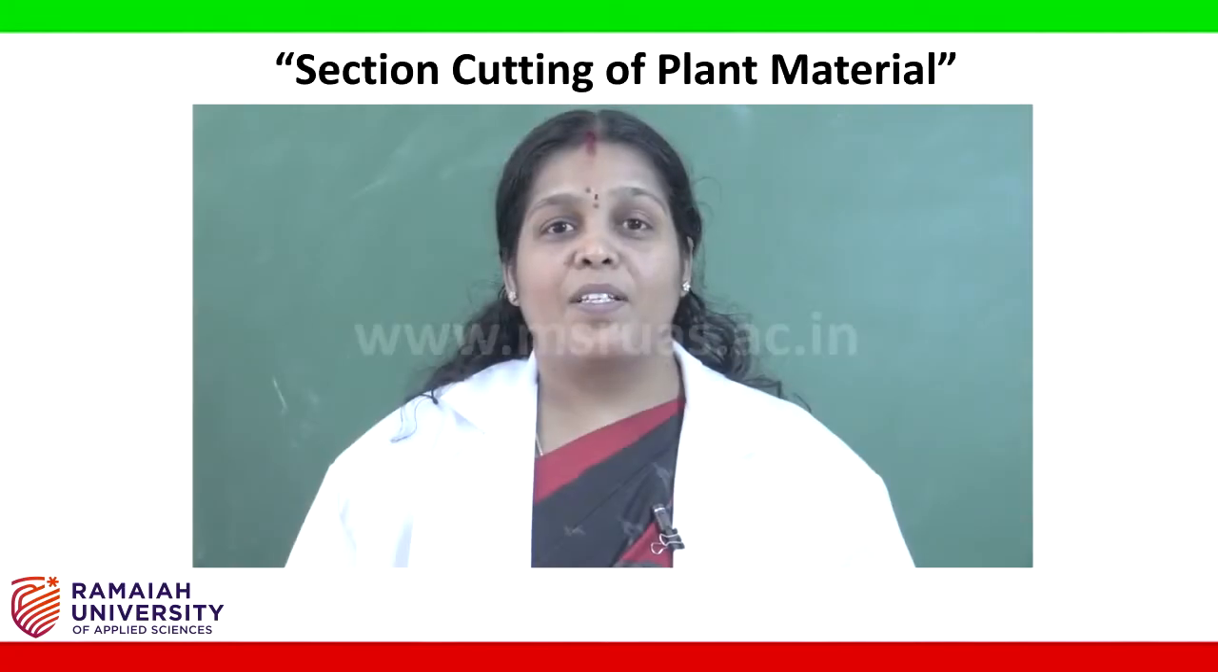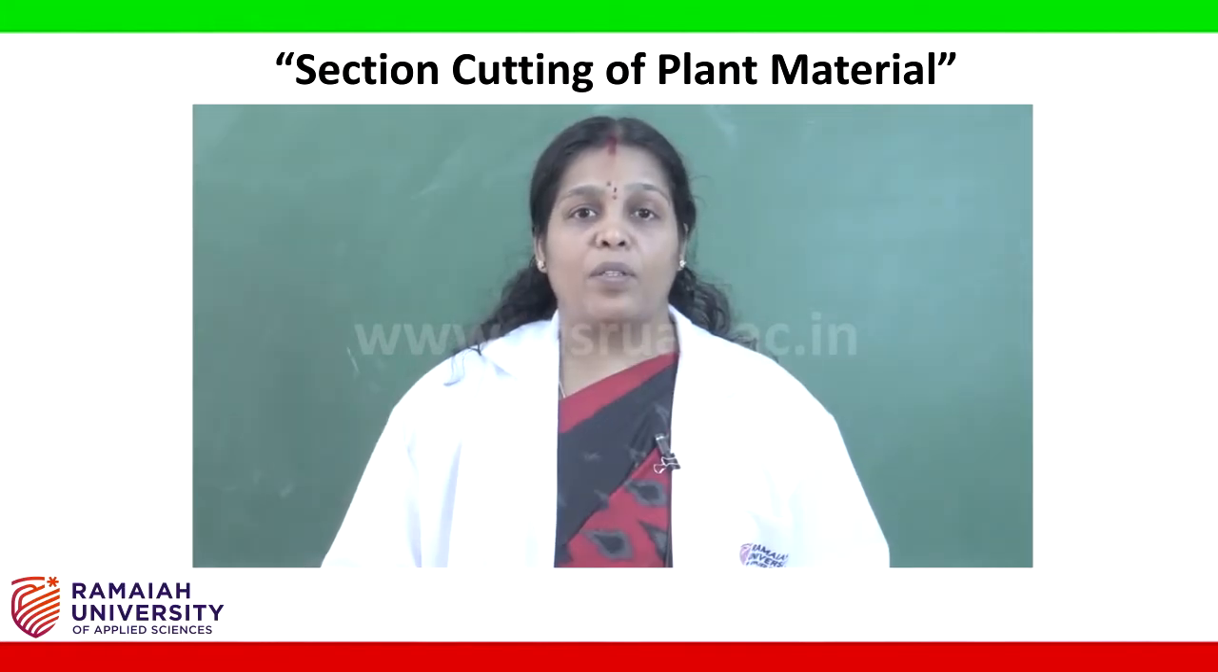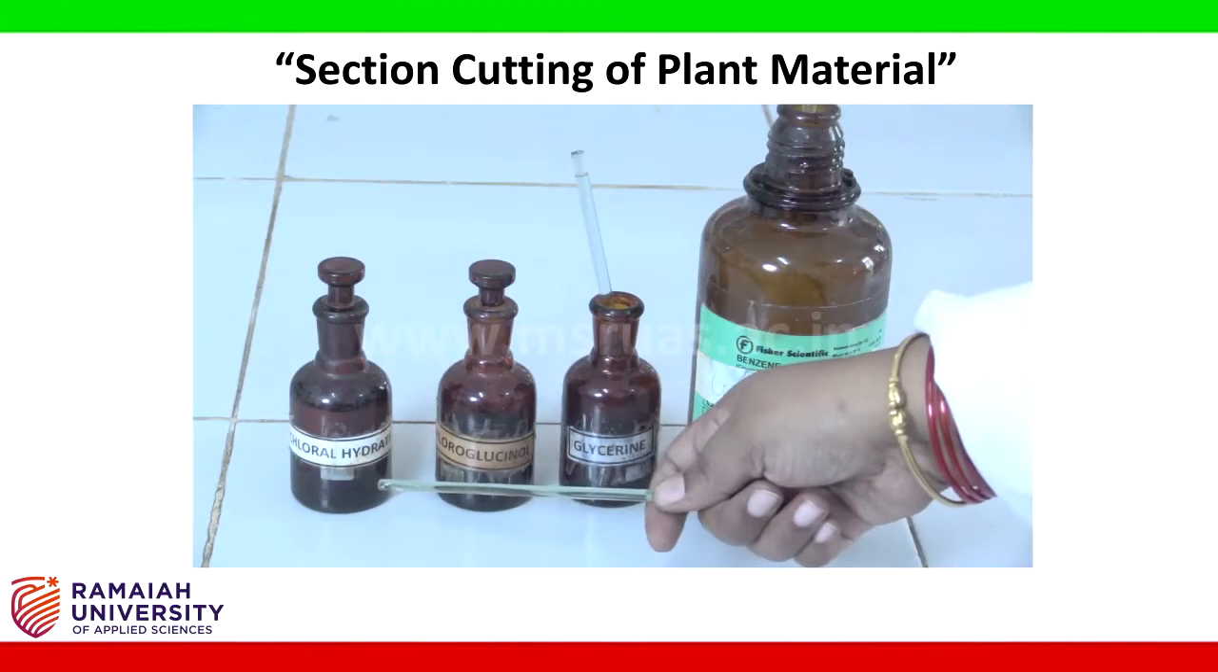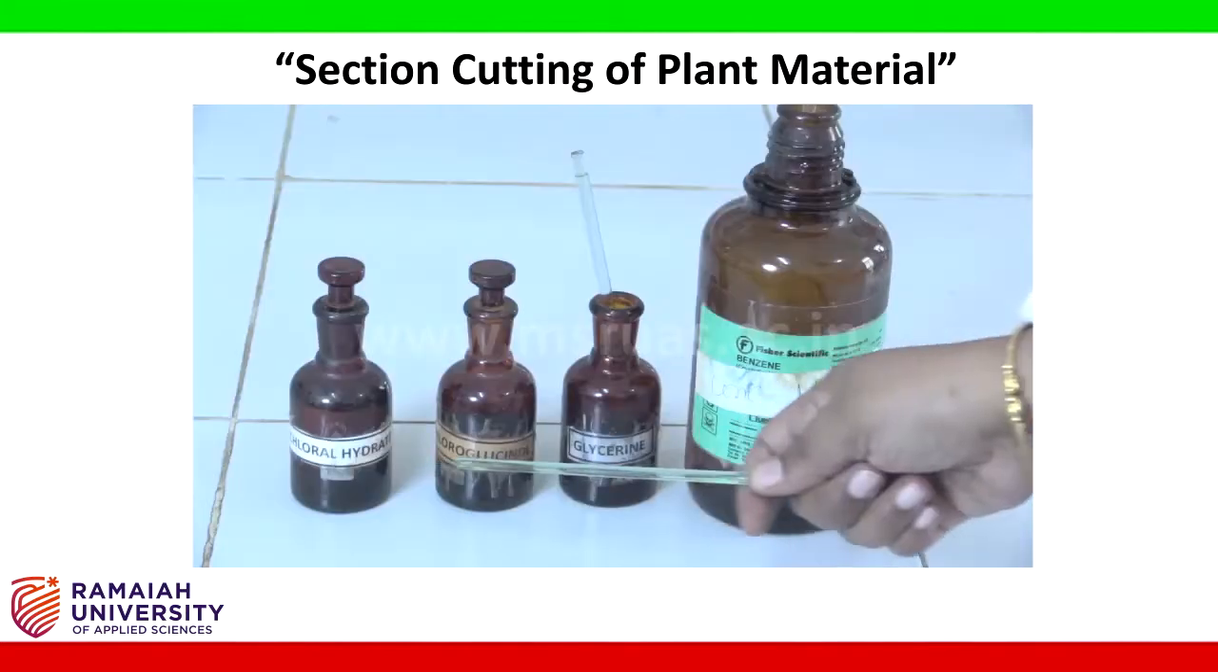Hi students, title of the experiment is section cutting of plant material. Aim of the experiment is to learn about section cutting and to prepare thin sections of the selected plant material. Chemicals required for this experiment are chloral hydrate. Chloral hydrate is a clearing solution used to clear the sections from pigments and fatty material.